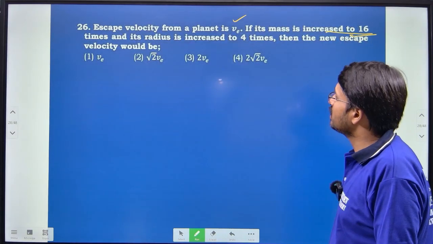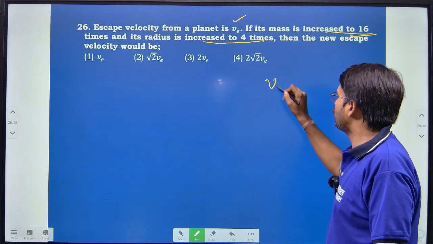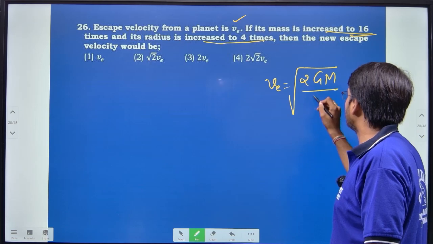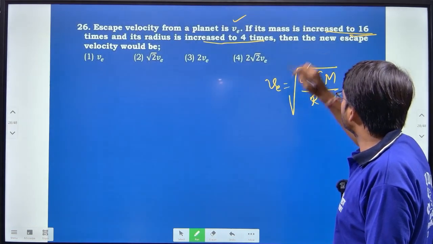Yes. Next, the escape velocity from a planet is given as ve. If its mass increases to 16 times and radius increases to 4 times, what is the general equation for ve? We'll just try to recall. That is root of 2GM divided by R, where R is the radius and M is the mass of that particular planet.